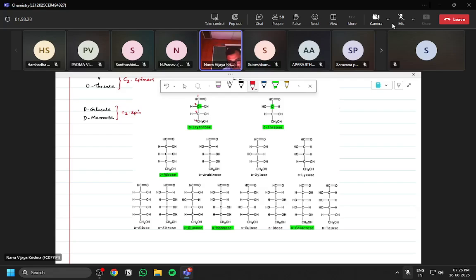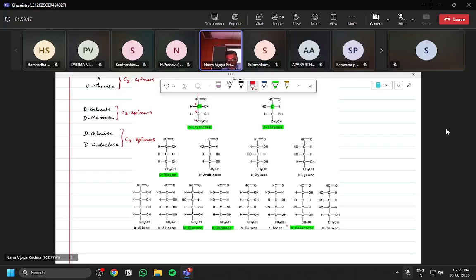Are you able to understand what epimers are now? Having the same configuration at all carbons except one carbon, so they are called epimers. Now, D-glucose and D-galactose. What are they? First carbon, second same, third same, fourth different. So these two are C4 epimers. Any questions?